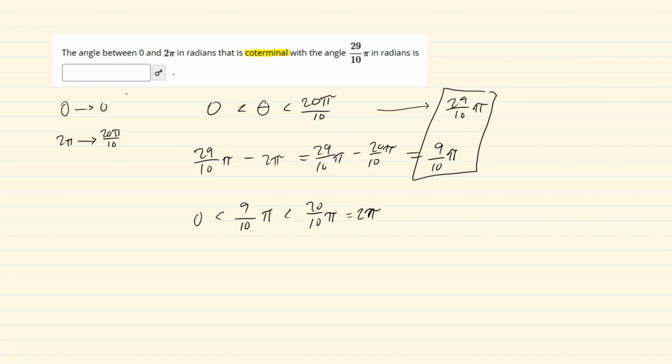And notice if we were to subtract an additional 2 pi, we would then be in the negatives because we would be subtracting 20 over 10 pi, which would put us at negative 11 over 10 pi. So there should be one coterminal angle within 0 and 2 pi, the standard unit circle. So we found it, 9 over 10 pi.